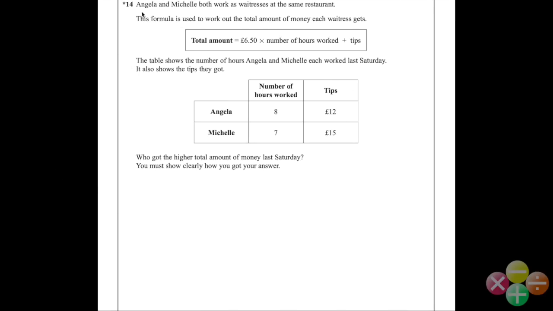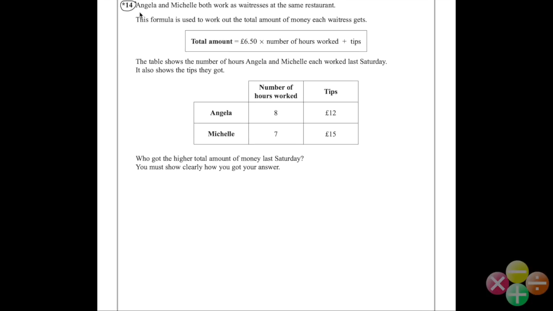Question 14. Now you'll notice that this question is starred. That means the examiner will be looking for well-structured, easy to follow working out. Angela and Michelle both work as waitresses at the same restaurant. This formula is used to work out the total amount of money each waitress gets. So we've got total amount is £6.50 times the number of hours worked plus the tips.